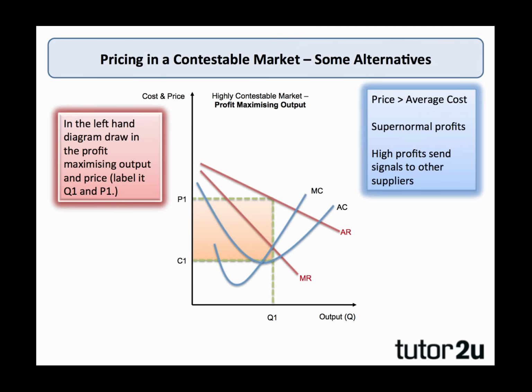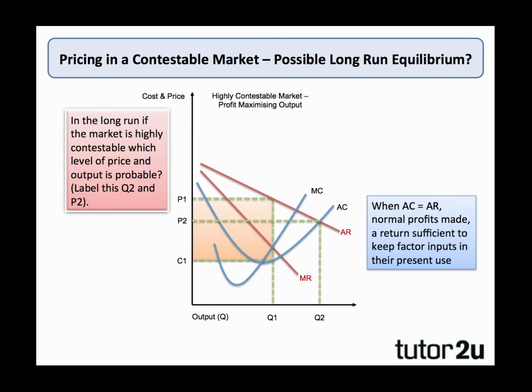Now, is that price and output likely to persist in a contestable market? The answer is no, because if you're making a level of profit shown in this shaded area here, that is going to be a significant incentive for new firms to come in. And if you want to prevent those new firms from entering, you're likely to have to price lower than P1. P2, for example, would be a limit price, which means you're making just normal profit in the market. And that could be sufficient to keep you in the industry. It might also be enough to prevent a new firm coming in.